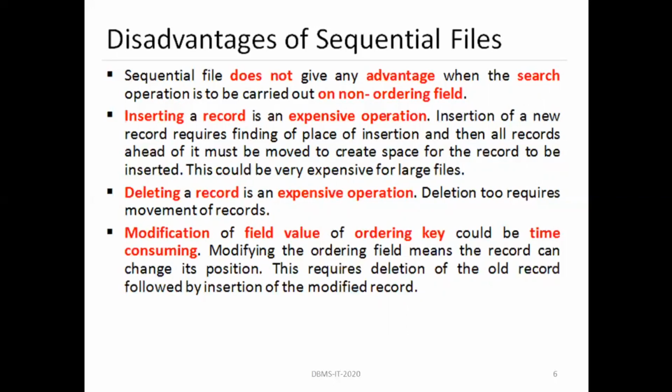Modification of the field value of the ordering key could be time consuming, because modifying the ordering field means the record can change its position, and this requires deletion of the old record followed by insertion of the new record. So these are the disadvantages of a sequential file.